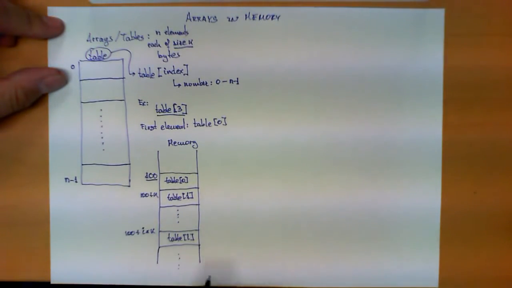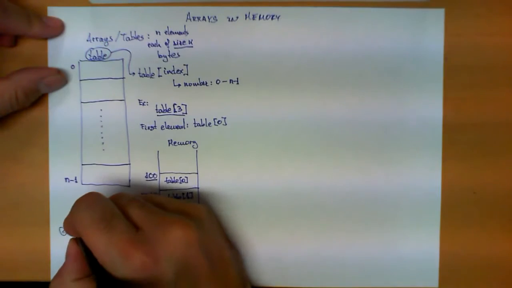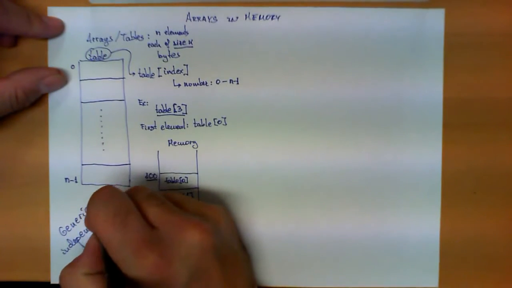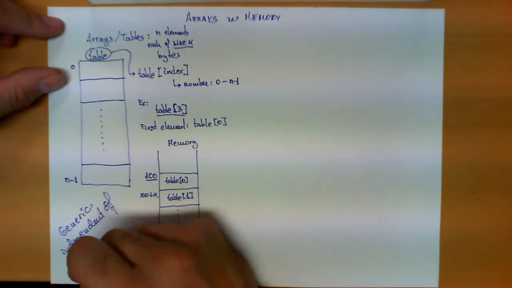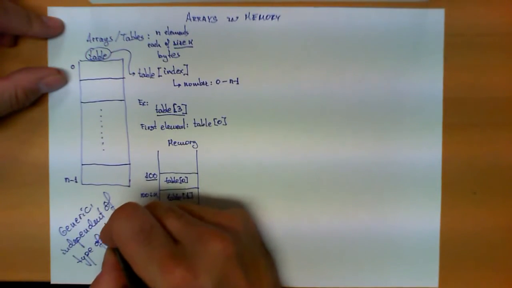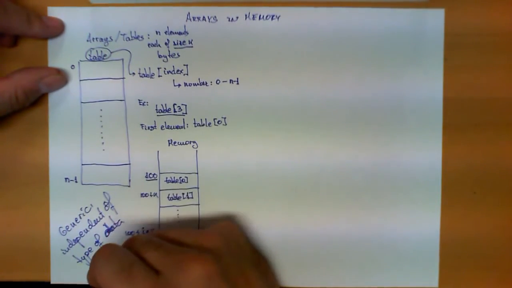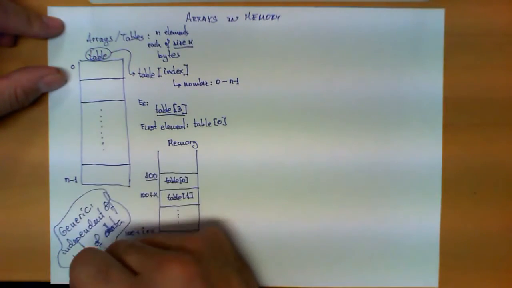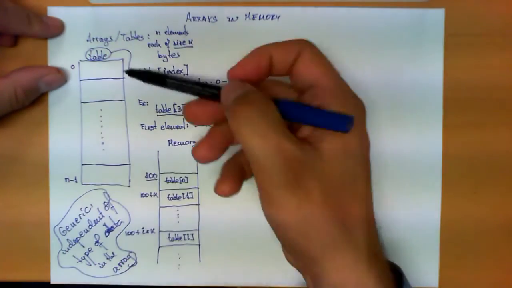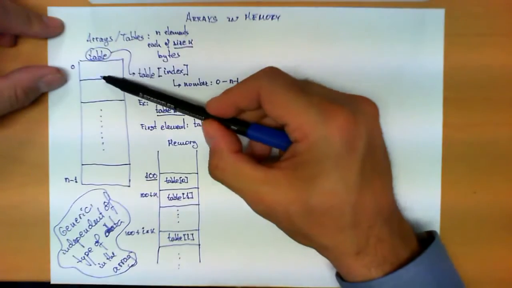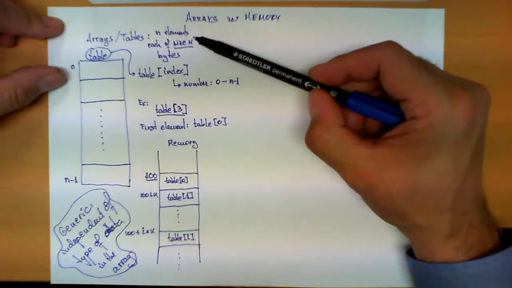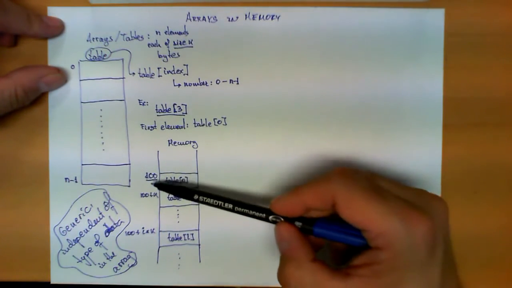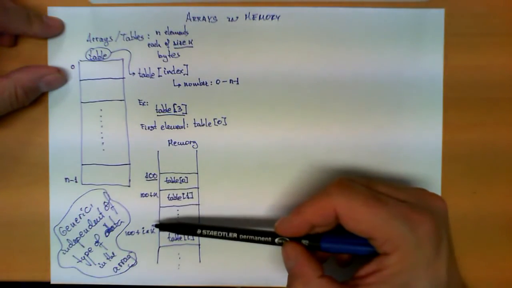Now, think carefully about these notations. This is a generic notation, meaning independent of the type of data in the array. Very important. What does that mean? It means that if this array is an array of integers, then each of these boxes will be an integer, and if those have size 4, then the addresses of table of 0, table of 1, table of 2 will be 100, 104, 108, 112.